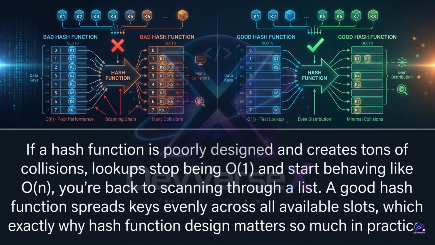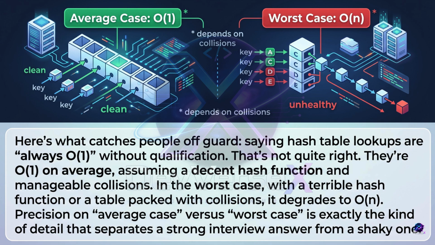If a hash function is poorly designed and creates tons of collisions, lookups stop being O(1) and start behaving like O(n). You're back to scanning through a list. A good hash function spreads keys evenly across all available slots, which is exactly why hash function design matters so much in practice.